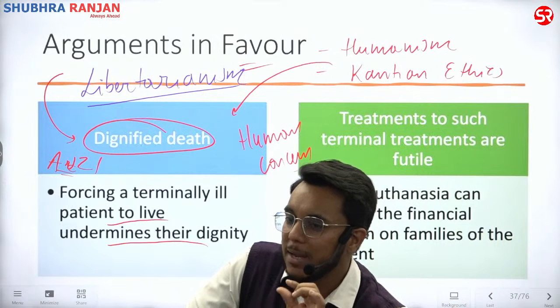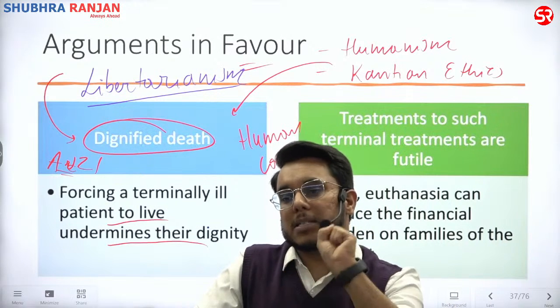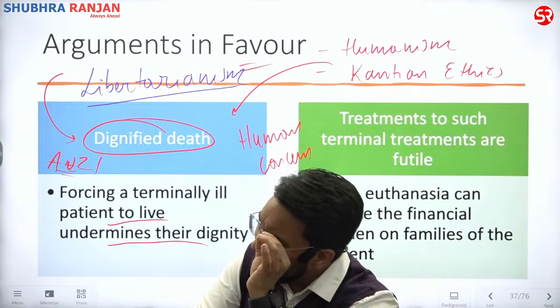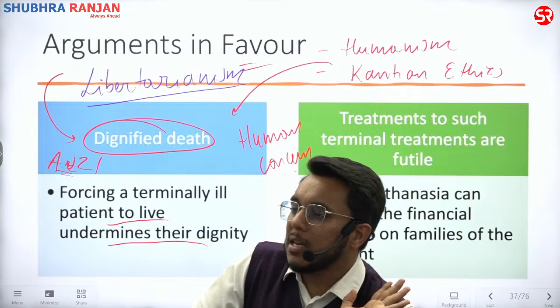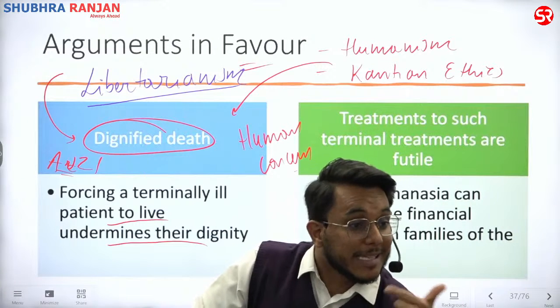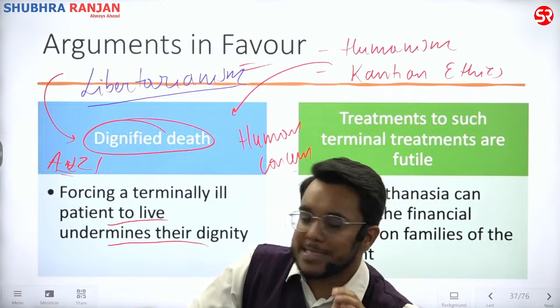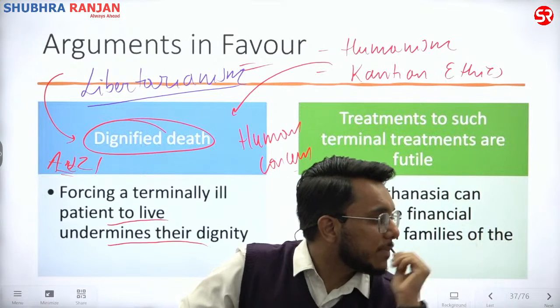My point is that there is no rote learning where you just stick libertarianism here. They are schools of thought. They can be used in any situation wherever such a thing will come. Now understand the argument: in which situation what libertarians will say, and in which situation what paternalists will say. Is it clear or not? Okay, yes ma'am.